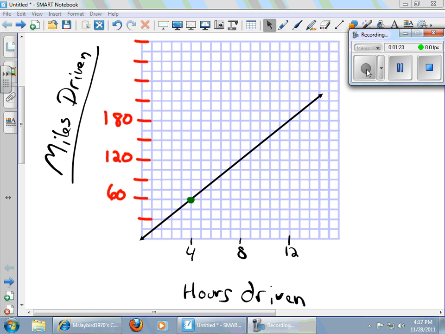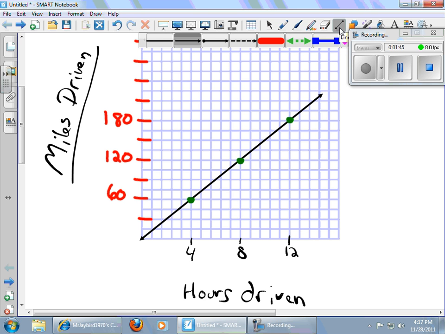All right, 60 miles, 4 hours, 8 hours. He went a total of 120 miles. And then after 12 hours, he had gone 180 miles, which, he's not driving very fast. Okay. Now, remember, you can do this the hard way. You can use the y equals kx equation, or you can take something you already know. Remember, use what we already know.